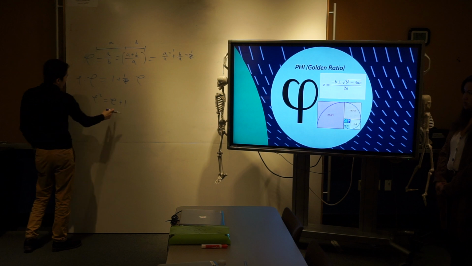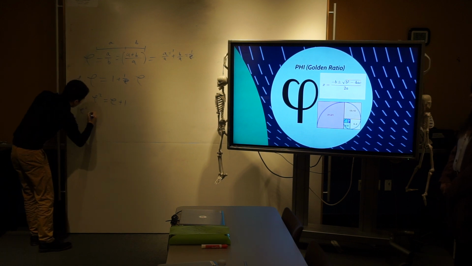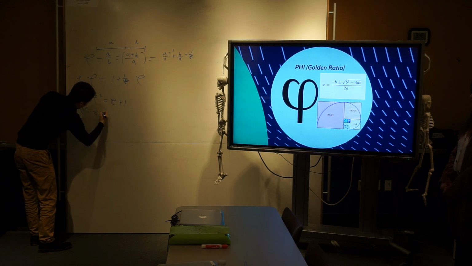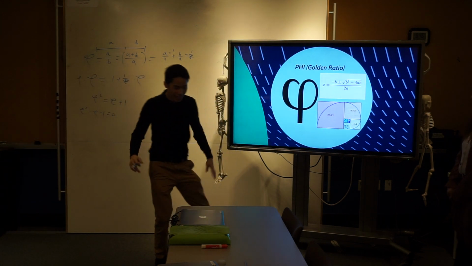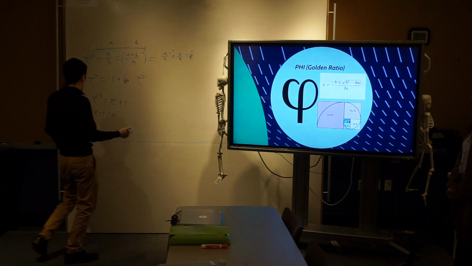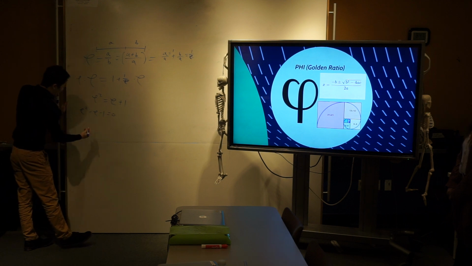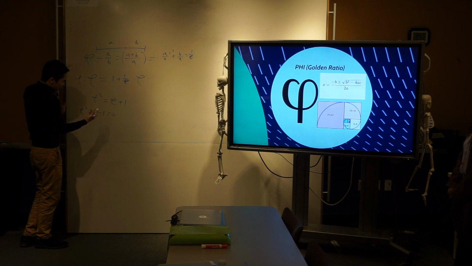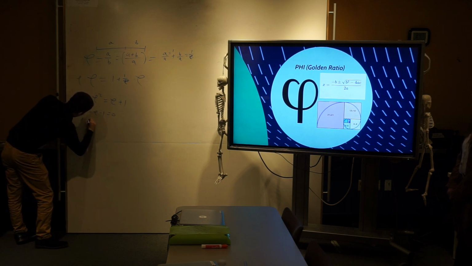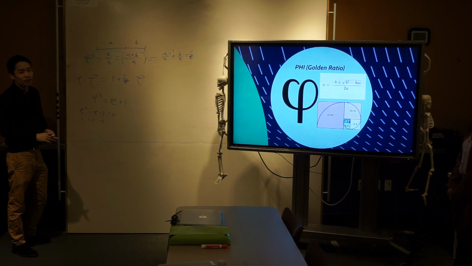Then you move everything over to one side, which would be phi squared minus phi minus 1 equals 0. Then you use the quadratic formula, plug it in, and that will give you phi. Before I go on, with ax squared plus bx plus c, you would get 1, -1, and -1, because this is the correlation. I don't know if you guys fully understand that.